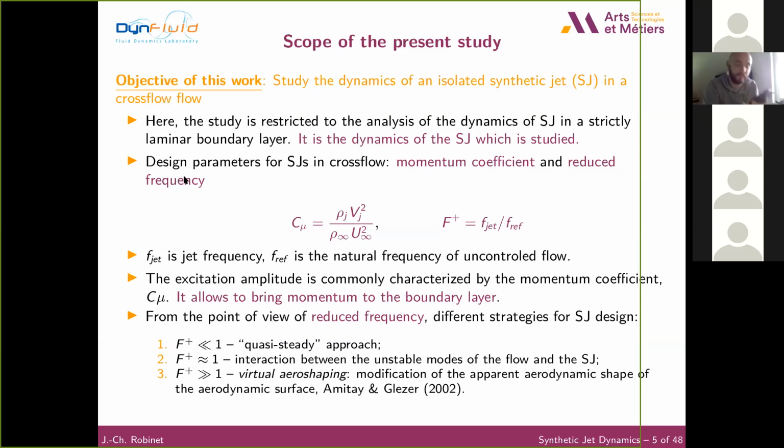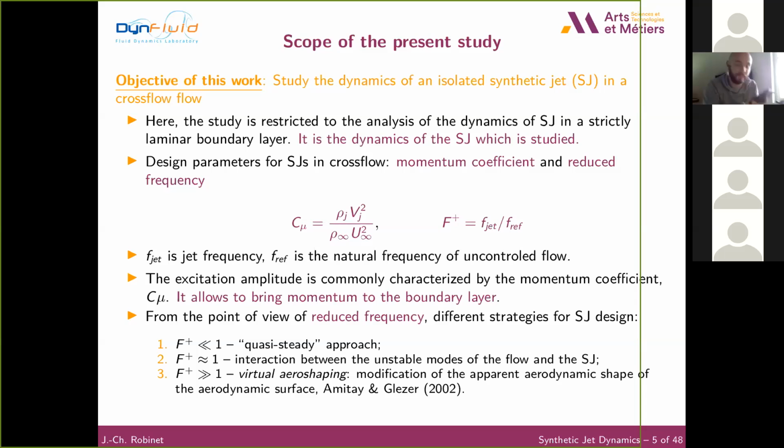The design parameters for the synthetic jet in cross flow are mainly two: the momentum coefficient and the reduced frequency. The reduced frequency is a ratio of the forcing frequency of the jet to the reference frequency, which is the natural frequency of the uncontrolled flow, typically the boundary layer. The excitation amplitude is commonly characterized by the momentum coefficient, and this coefficient permits bringing momentum to the boundary layer.